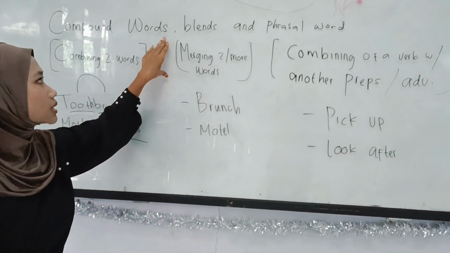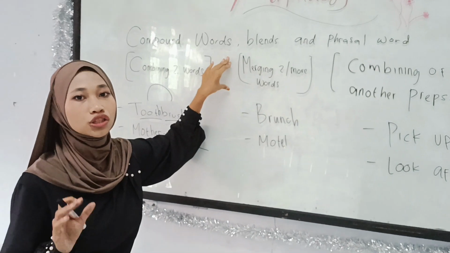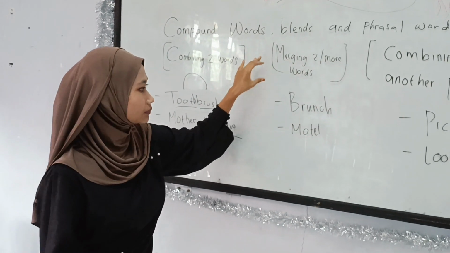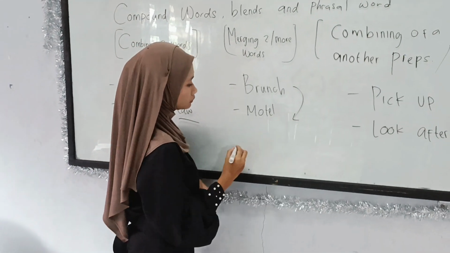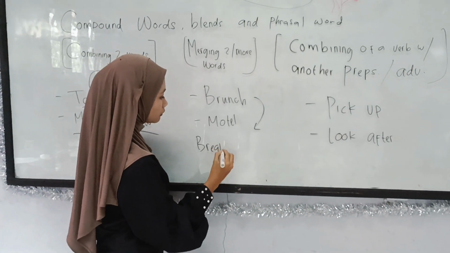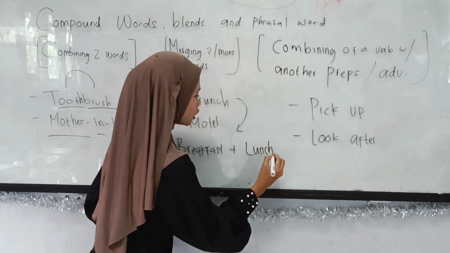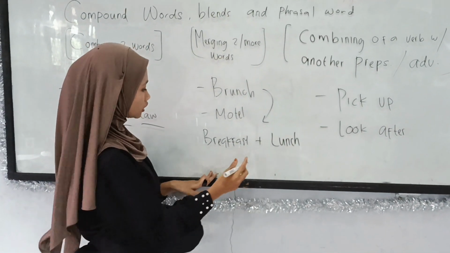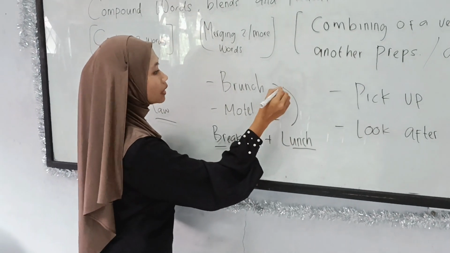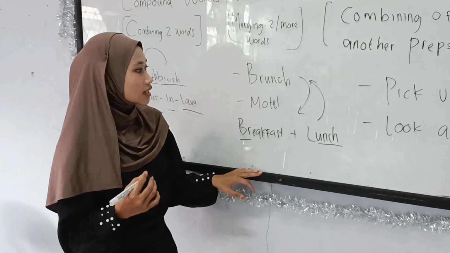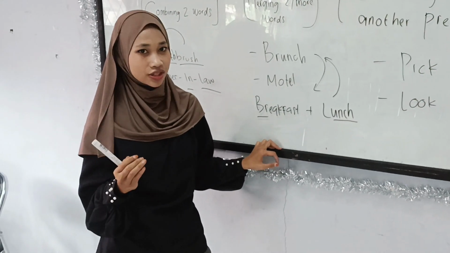The next is blends. The definition of blends is when you merge two or more words. For example, I have brunch here and motel. Brunch is from breakfast and lunch. So when the two of them are broken and put together by adding this and this, it becomes brunch. It creates a new meaning. Brunch is a meal between breakfast and lunch, right?